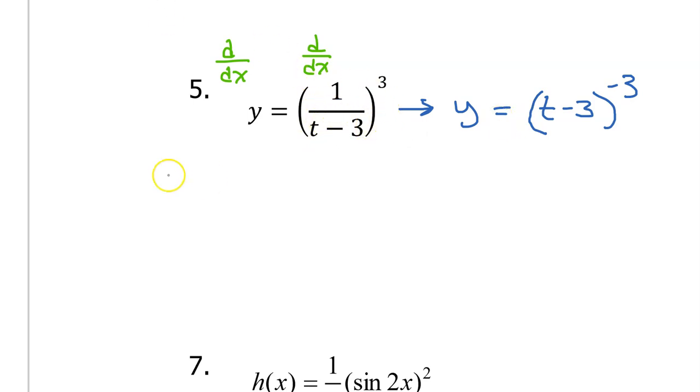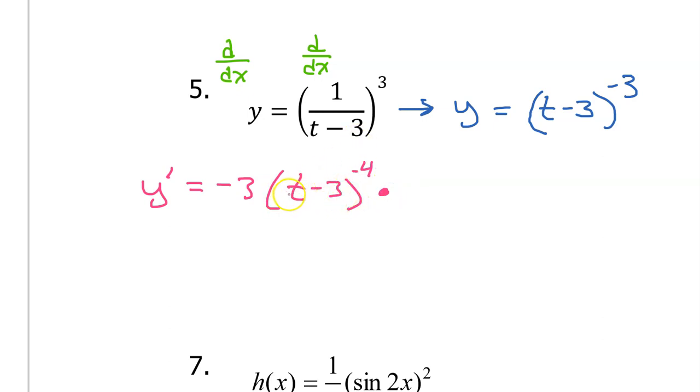So if we begin to use the chain rule and take the derivative of the outer function, we have y prime equals, the negative 3 comes to the front, and we have negative 3 times t minus 3. We reduce this by 1, so we have the negative 4 power. And then we multiply by the derivative of the inner function.